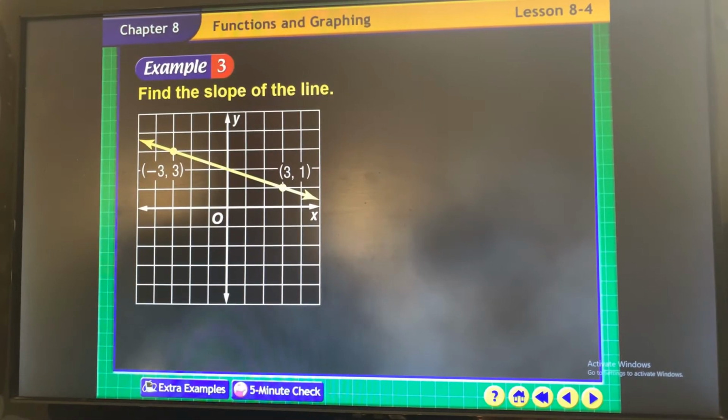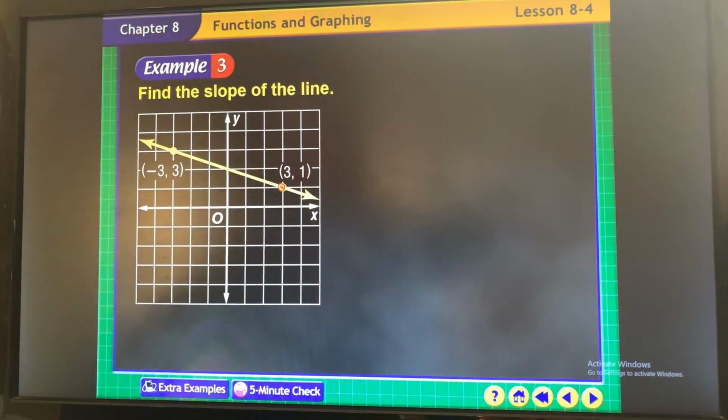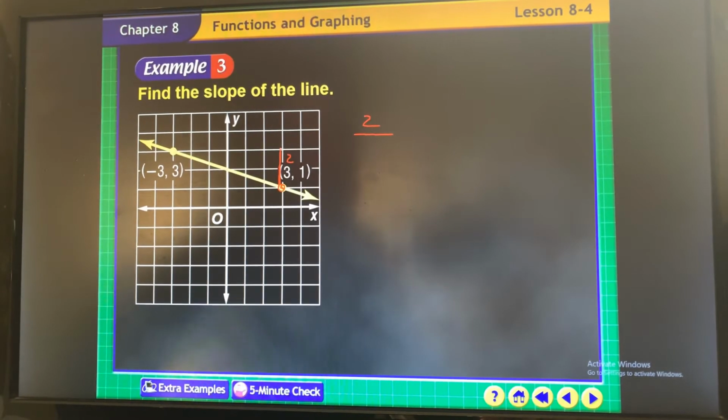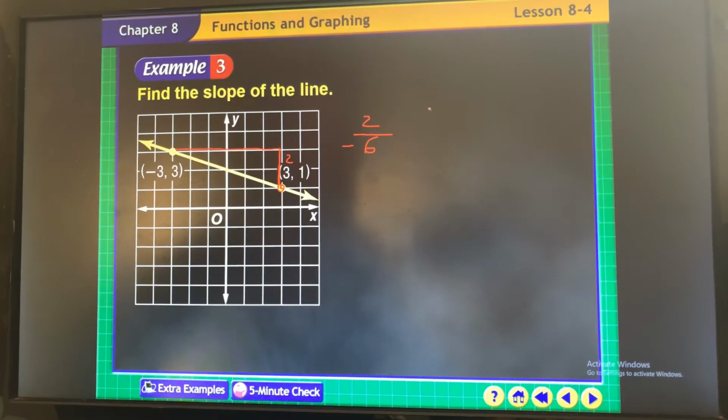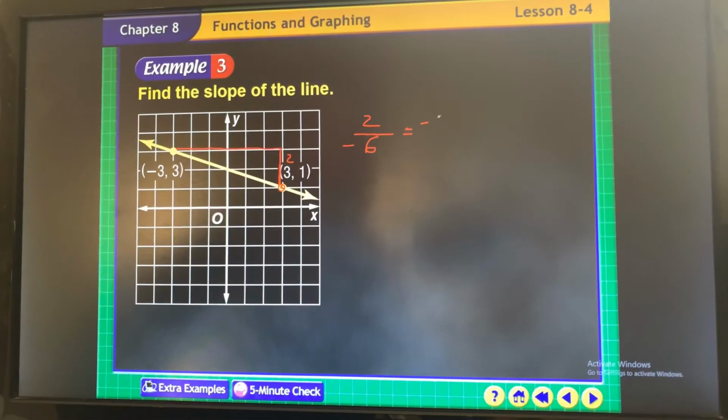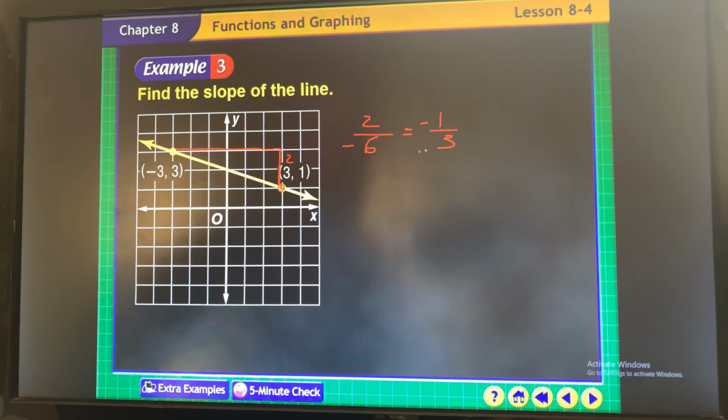Okay, so let's think about it. You're starting at this house. First of all, can you notice that it's going down the hill, but you can still rise. So I'm going to go ahead and rise up 2 units right here. So my rise is 2, and my run is going left, which makes it negative. 1, 2, 3, 4, 5, 6. And that can be simplified to be negative 1 over 3.